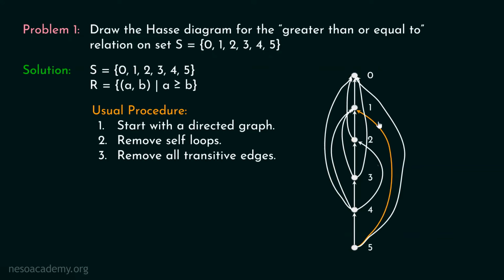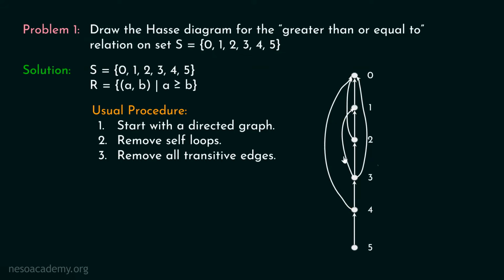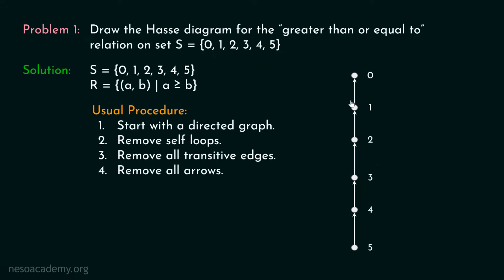After this, we can remove this edge also, then this edge, then we can remove this edge also because obviously 4 is related to 2, because 4 is related to 3 and 3 is related to 2. So we can remove this edge. Apart from this, we can remove this edge, then this edge, and then this edge, and then finally we can remove this edge as well. After this, we can remove all arrows which are pointing upwards. And this is the final result so obtained.